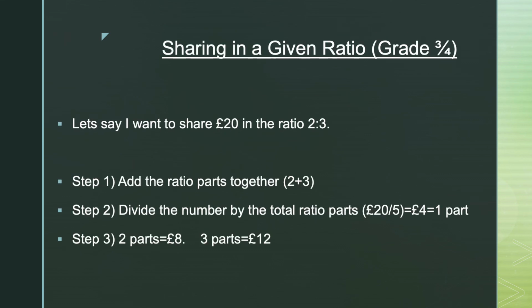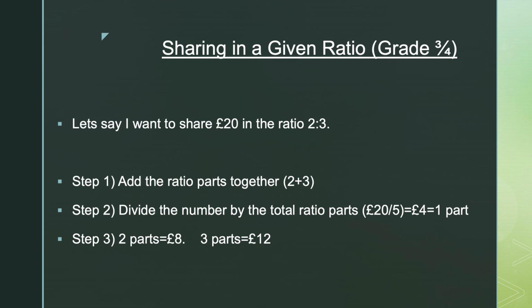Right, guys, last part of the lesson today: sharing in a given ratio. It's grade 3, 4. Let's say I want to share £20 in the ratio 2 to 3. Step 1, you add the ratio pots together, so 2 plus 3, so we've got 5 pots in total. So here I've got 2 pots, and then 3 pots, 2 parts to 3 parts.